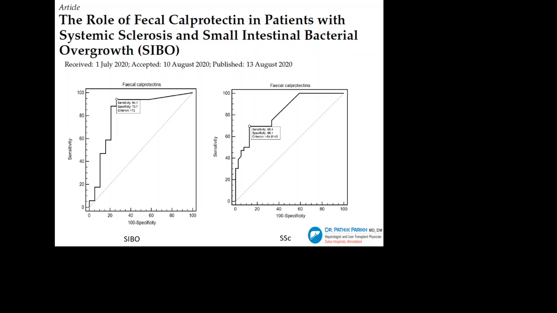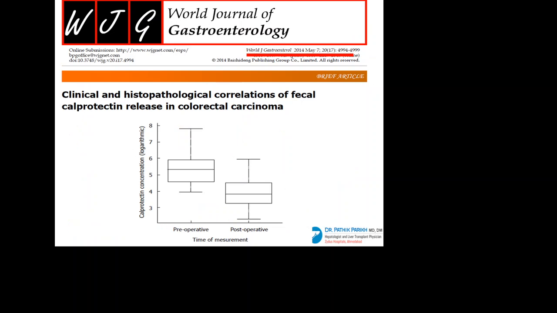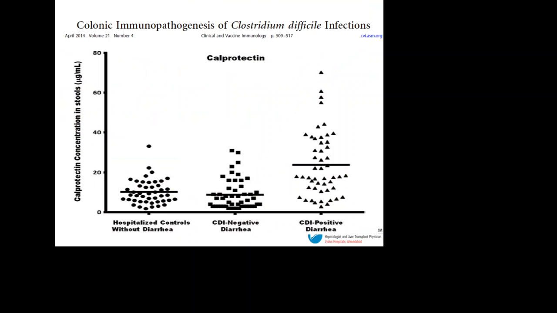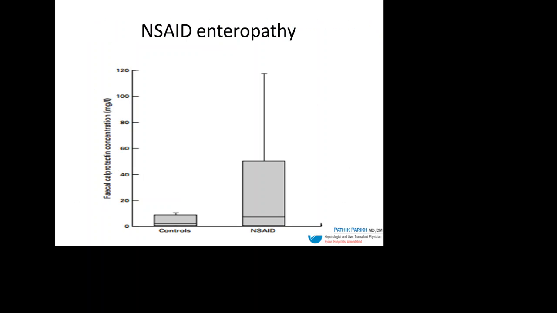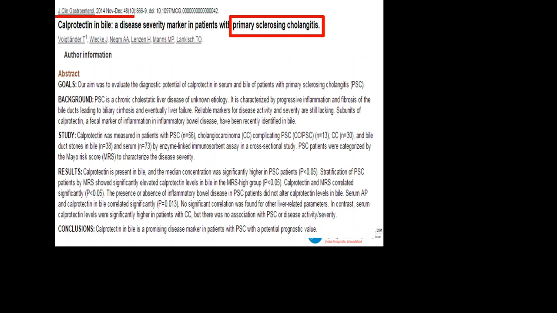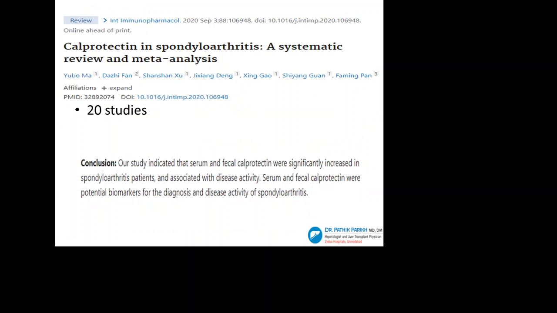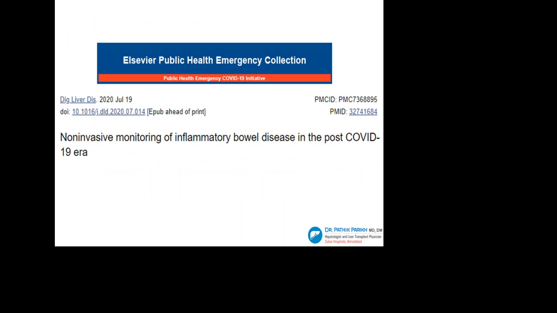There are publications where they have shown utility for small intestinal bacterial overgrowth, systemic sclerosis, cow's milk allergy, colorectal carcinoma, gastric cancer, Clostridium difficile infections, NSAID enteropathy, GVHD, necrotizing enterocolitis. I think a lot of data is there for the role of fecal calprotectin in pediatric necrotizing enterocolitis. They have also used it for extraintestinal disease such as primary sclerosing cholangitis, hepatic encephalopathy, as well as spondyloarthritis, where they have looked at the utility of fecal calprotectin.